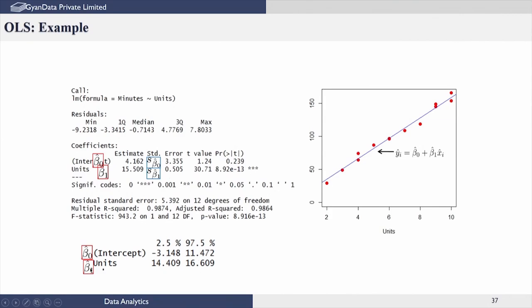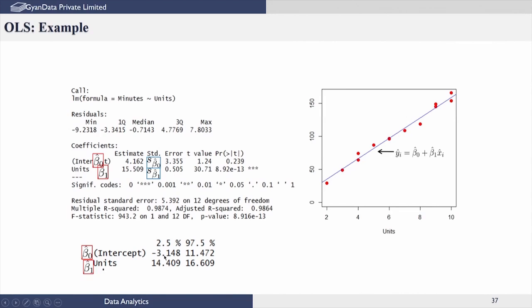Similarly, we can construct the 95% confidence interval for beta 1 hat, and it turns out to be 15 plus or minus approximately 2 times 0.5, which is 14 to 16.6. Now, clearly the confidence interval for beta naught includes 0, and therefore, we should not reject the null hypothesis beta naught equal to 0. We should simply accept that beta naught perhaps is equal to 0, whereas the confidence interval for beta 1 does not include 0. So, we can reject the null hypothesis that beta 1 equals 0, and the slope is an important parameter to retain in the model.